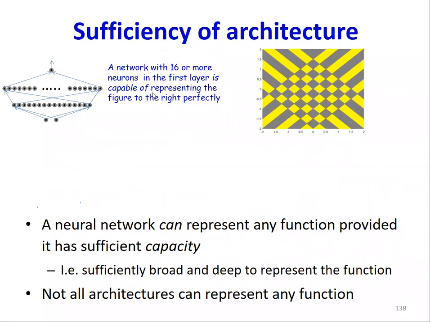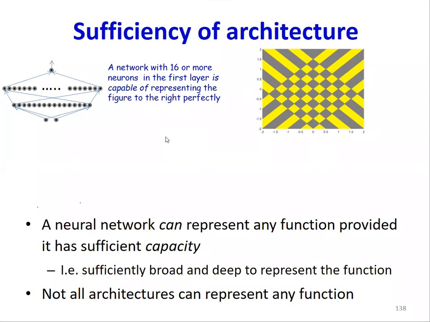There's this thing called sufficiency of architecture, right? We know that a network with 16 or more neurons in the first layer is capable of, I'm saying capable of, you're going to have to set the weights and everything else perfectly to actually model this function. But a network with 16 or more neurons in the first layer is capable of representing this function exactly, right?